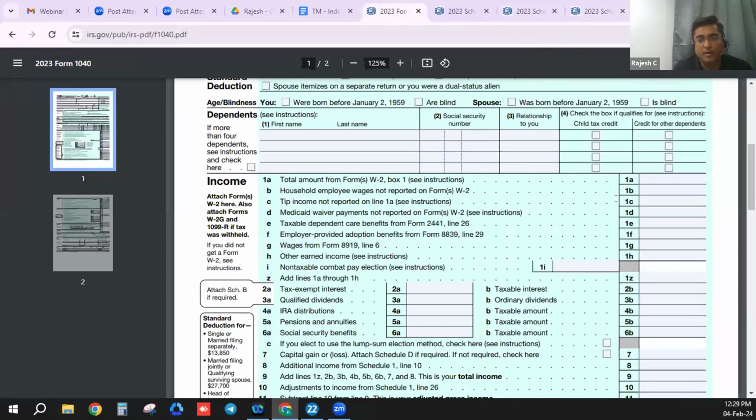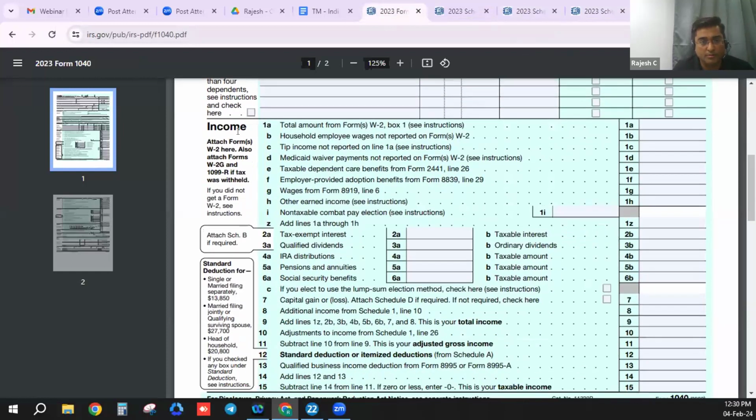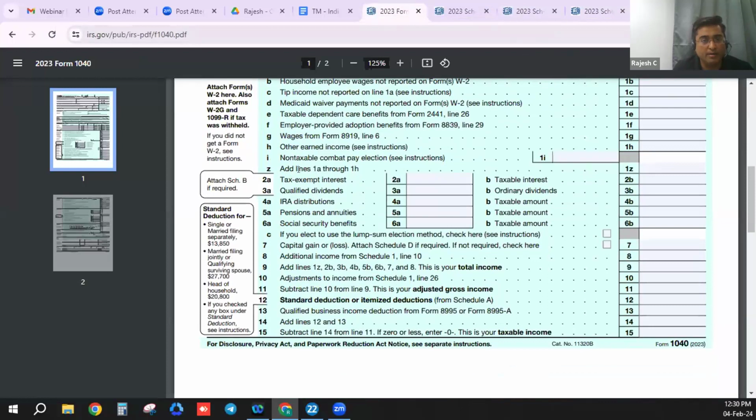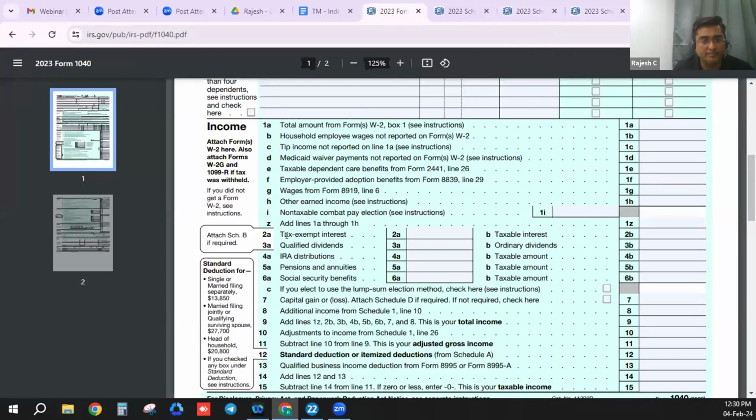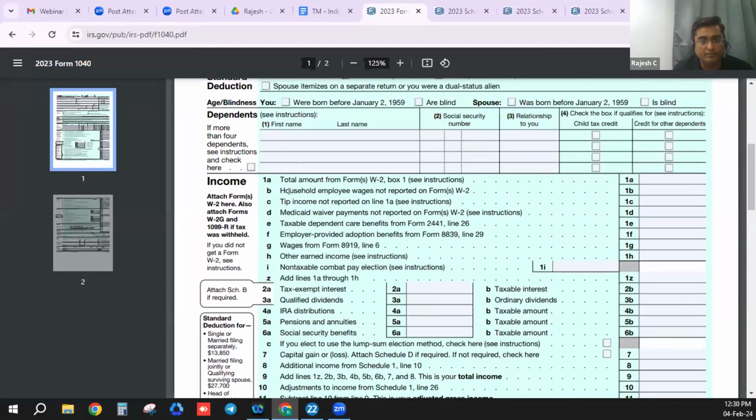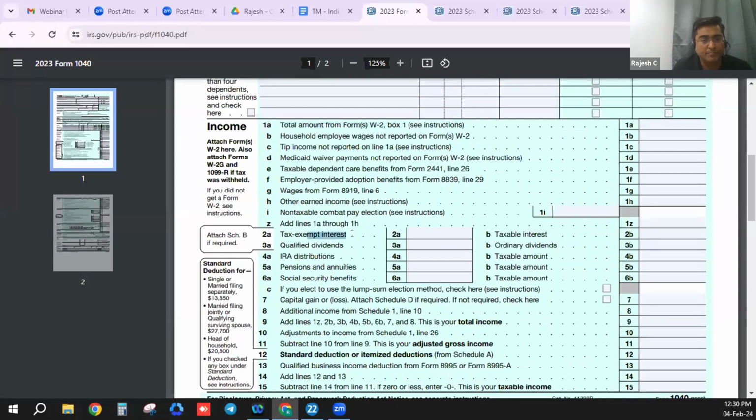Whatever income you have, like W2, which is the main source of income, like wages, will reflect in your total amount of wages. W2 is the main source of income, like the person having a job who will receive a W2 form. And apart from that, interest income. If you have bank deposits, then you will have interest. So interest income will reflect in this, and dividend income.